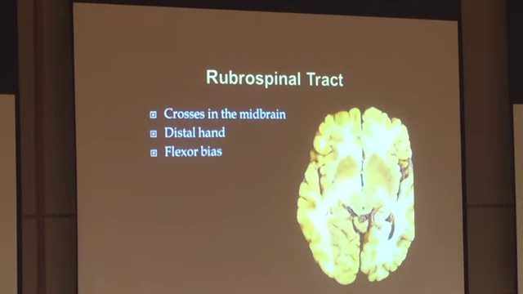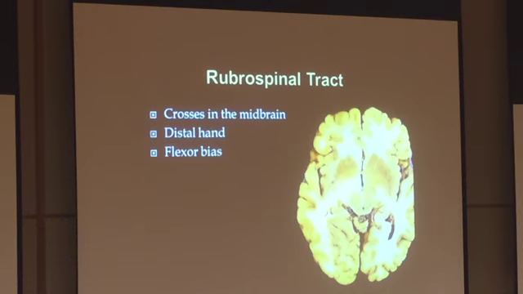Now the rubrospinal tract, so several of you asked me, what does the red nucleus do? Well, now we get to come to part of what the red nucleus does. So here's the red nucleus, and the rubrospinal tract originates from the red nucleus. So this is another upper motor neuron pathway.